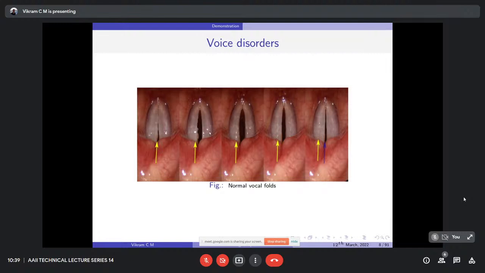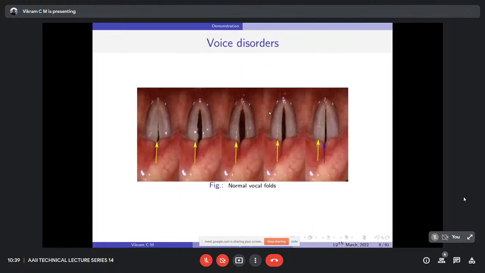Say the vocal folds vibrate in a periodic way. Suppose right now the vocal folds are closed here. Later they get open and finally they get closed. Like this, rhythmically vocal folds vibrate, and using this we are able to produce speech.